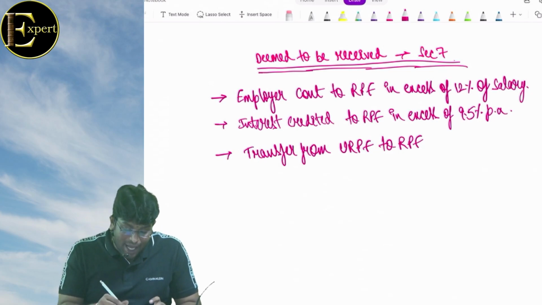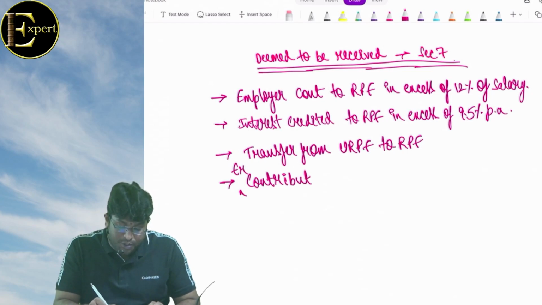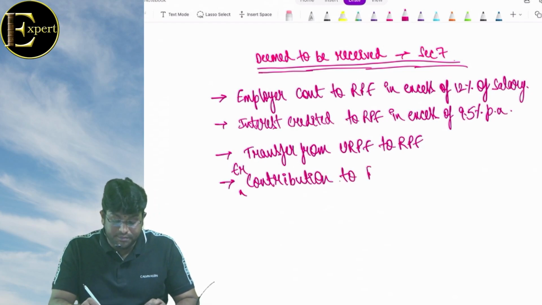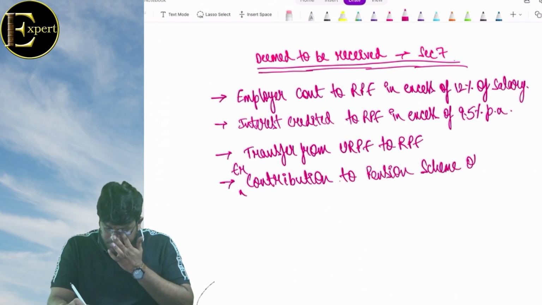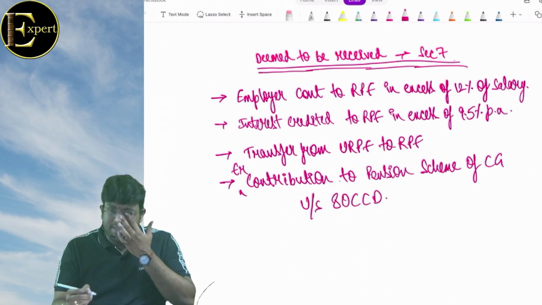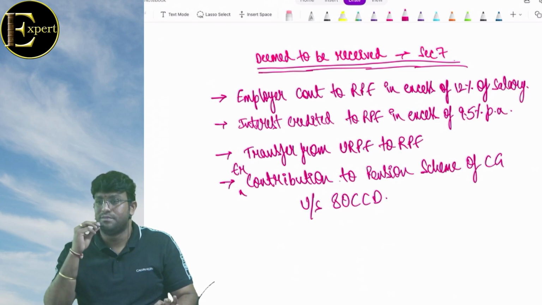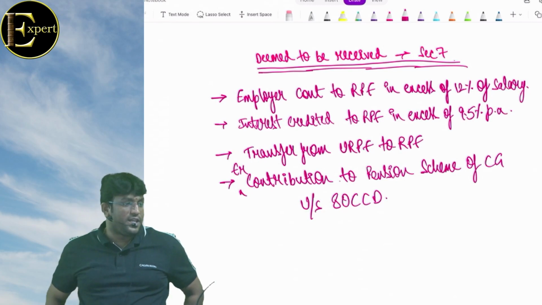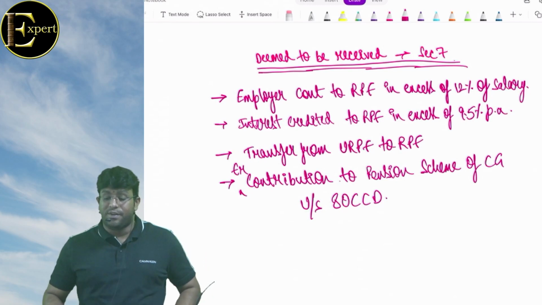Clear? And the last one, employer contribution. Whose contribution? To pension scheme of central government under section 80CCD. Cafe Coffee Day, like that you don't think. Section number is only CCD. Clear, my dear friends? These are the 4 cases which are given under section 7, which talks about the concept of income deemed to be received in India.